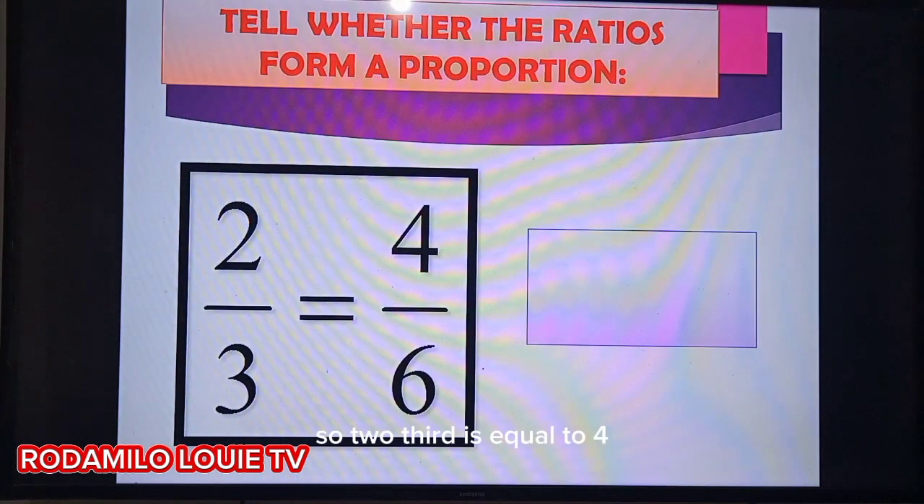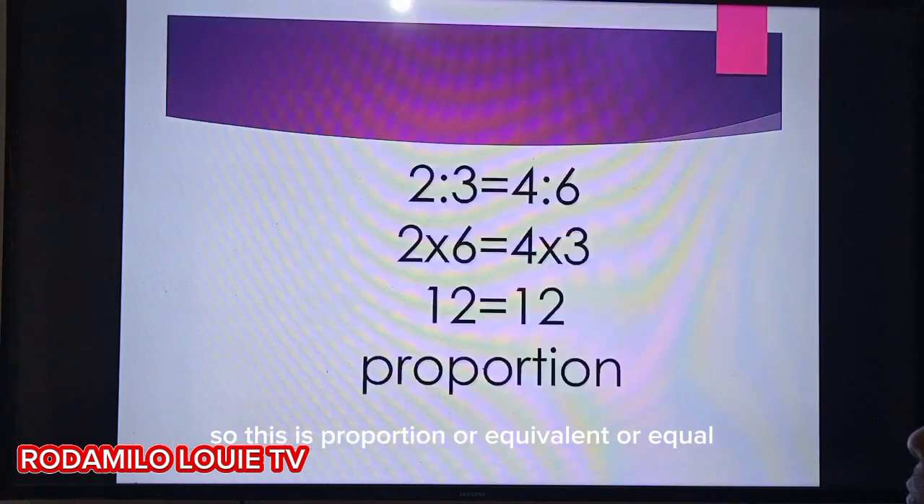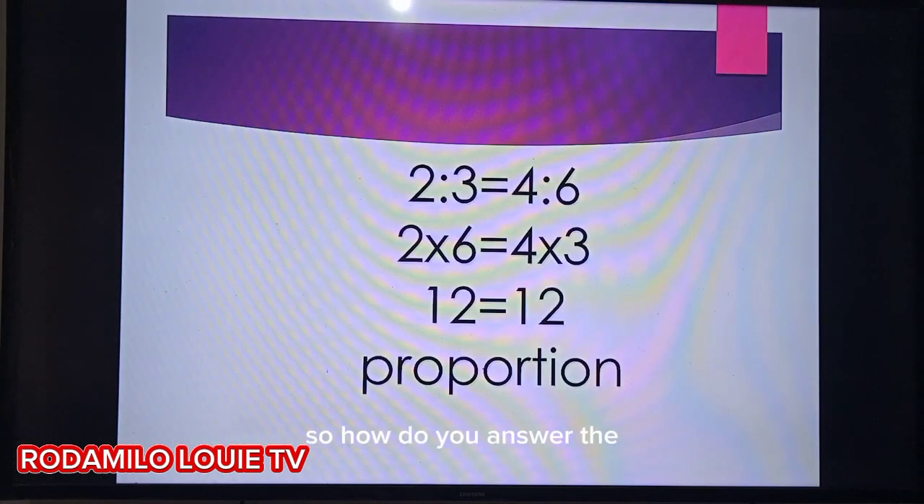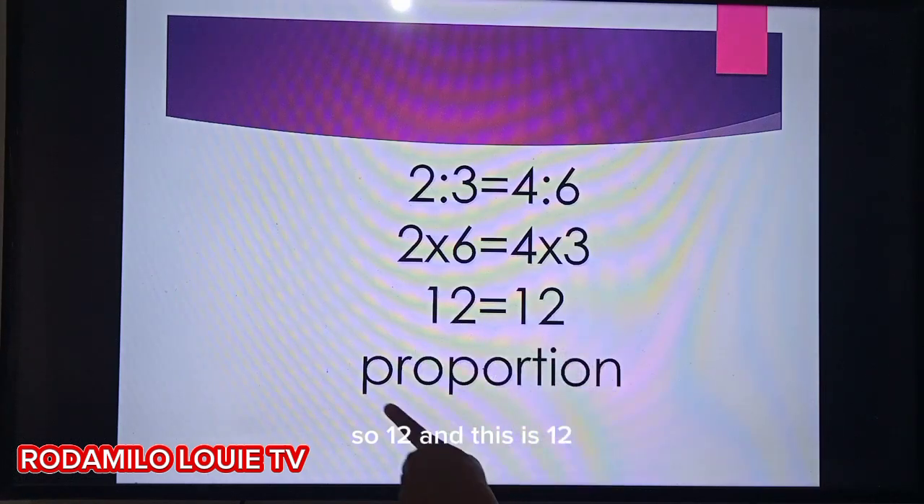So 2/3 is equal to 4/6. Proportion or not? Yes, so this is a proportion, or equivalent, or equal. So how do you answer the problem? Let's have 2 is to 3, 4 is to 6. So 2 times 6 is equal to 4 times 3. So 12, and this is 12. It means proportion.